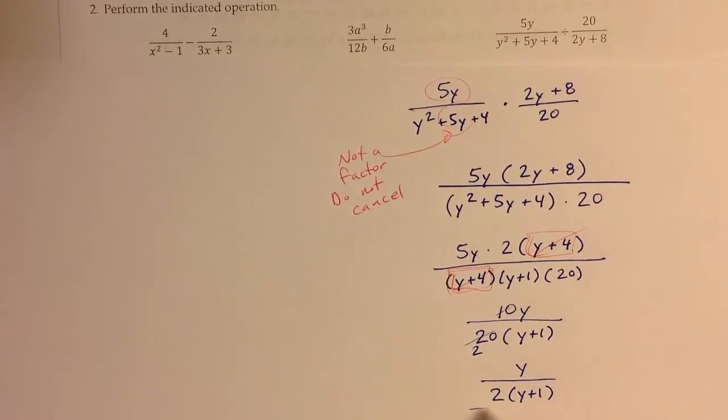And that's as simple as we can make it because, again, the y plus 1, I have to take that whole thing as a factor altogether. And so I can't cancel the y from the top and the bottom, because y plus 1, that whole thing together, is a factor of the denominator.